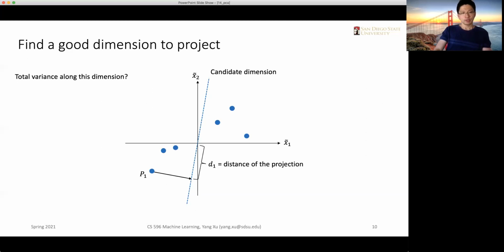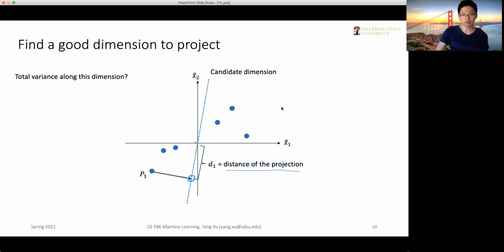So we can use the distance between the 0 points and the projected points. The location of this circle is where the original data points projected onto the candidate dimension, right? So that is where the projection is. The distance between the projected points and the 0 points is the distance of the projection. Let's call that D1, because it's associated with the original data point P1.